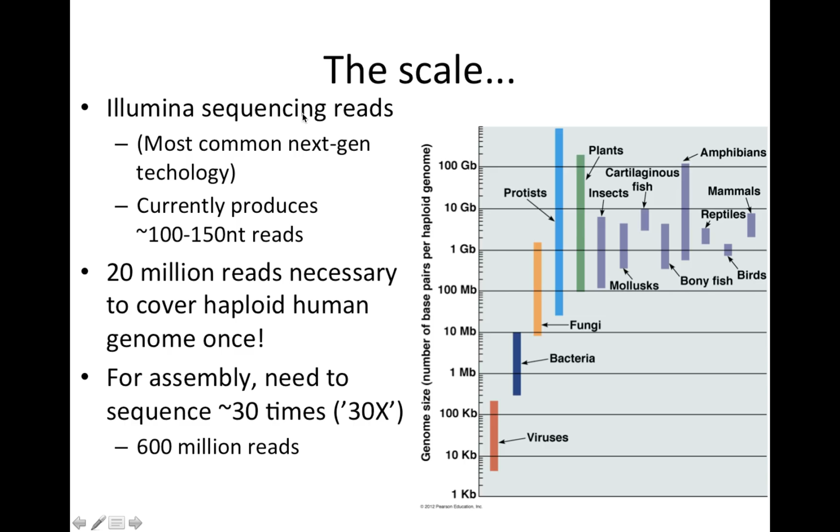So Illumina sequencing. Illumina is the technology that we saw in the video. It currently produces reads that are on the order of 100 or 200 nucleotides. So that means we have to have 20 million different reads just to cover the haploid human genome once. And to do sequence assembly, we want to do maybe about 30 times. So we did 2 when we showed the stitching together by overlaps, but you actually need more than that for various reasons. And so that means to sequence the human genome, we would need about 600 million Illumina reads.